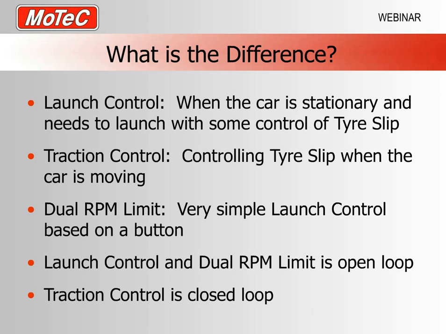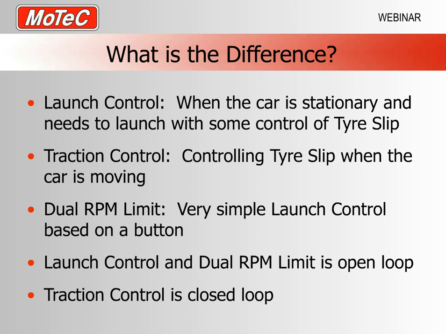Dual RPM limit is a third option, and I mention this because it's a nice simple way of launching a car. Again, it's just launch, and effectively we have a button, maybe on the clutch or on the steering wheel, which simply holds a different RPM limit from the main RPM limiter, and that's only used for launch. Now the launch control and dual RPM limit are what we call an open loop system.